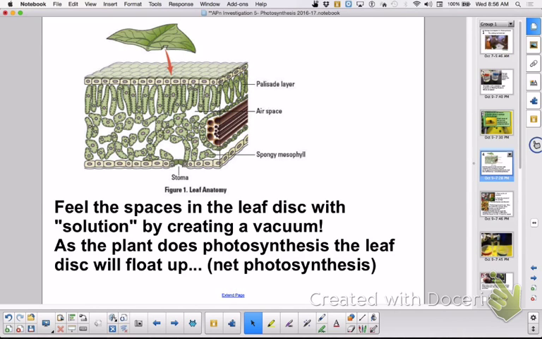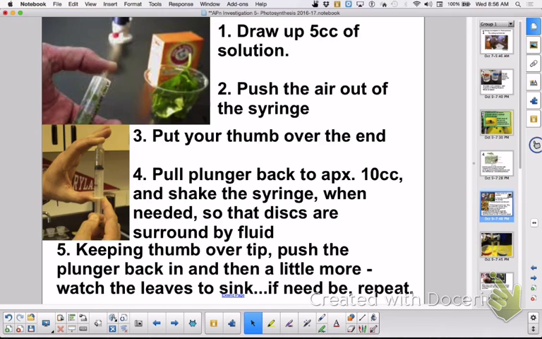Okay, perfect. Muy bueno. How many did you get in there? I think 12. Okay, hashtag awesome sauce. All right, so what you're going to do is take your syringe and push out most of the air, like that, okay? And then you will take a beaker.